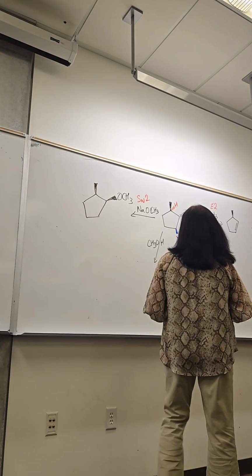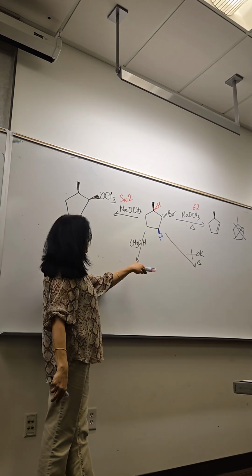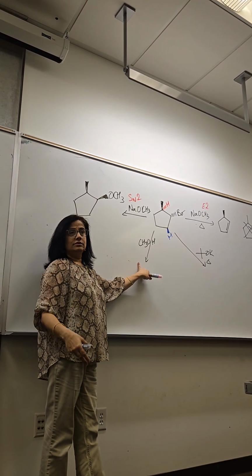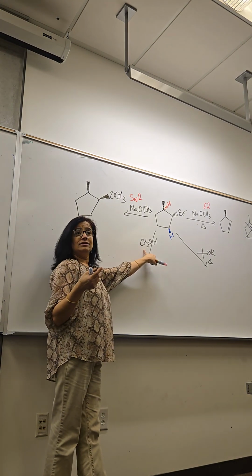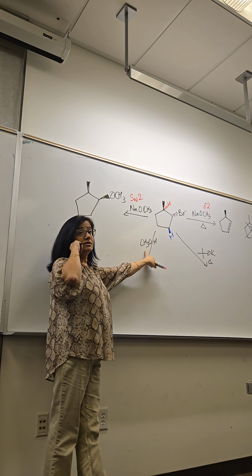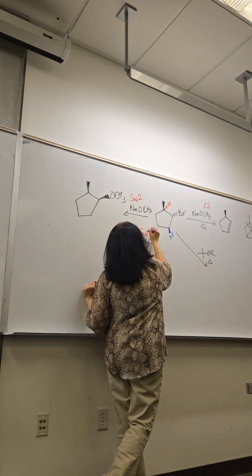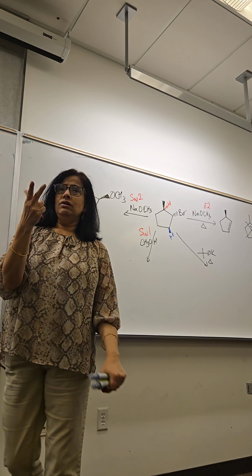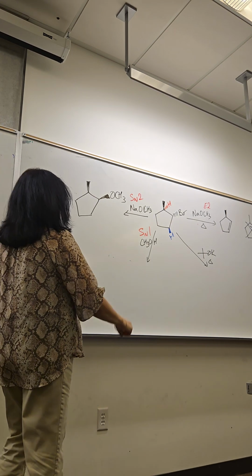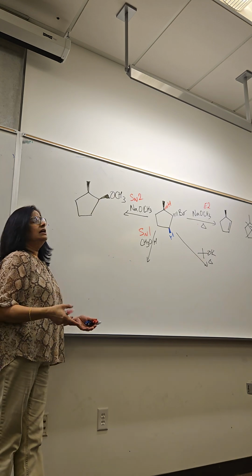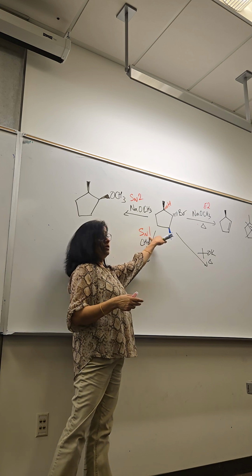Okay, good. Now let's look at this guy. SN2, SN1, E2? Is that a strong base? SN1. Why SN1, Mark? Because CH3OH is a weak base and a weak nucleophile. It's an ROH, a weak base, right? So it cannot do E2 because it's a weak base. We cannot do SN2 because it's also a weak nucleophile, so it does SN1.